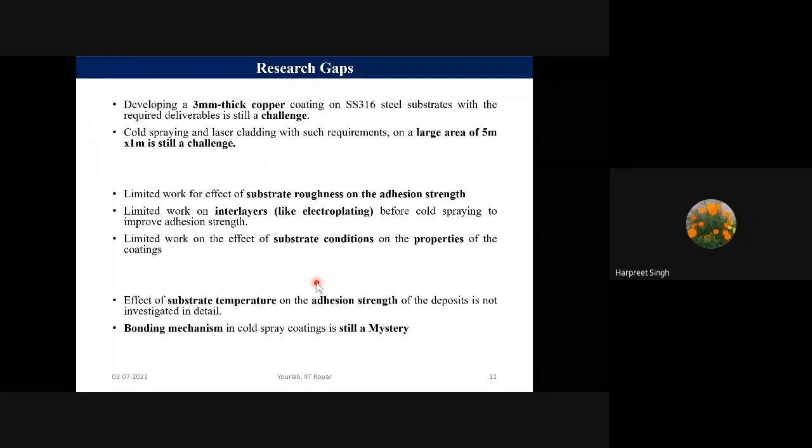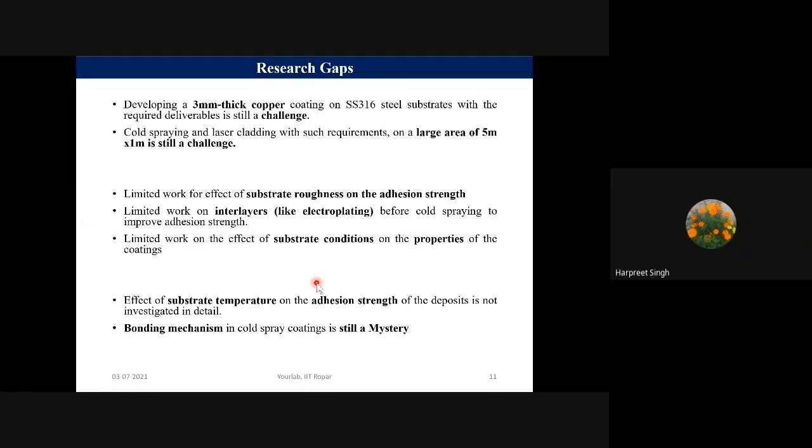Well, this is anyway. I think I have talked about this, but let me tell you, just to make it more systematic to understand, that we were developing 3 mm thick copper coatings. Okay, which is a challenge, let me tell you. Especially when we say it's like a 5 meter by 1 meter long plate, right? So that is something this much. Another thing is that there's limited work on the effect of substrate roughness on the adhesion strength. As I said, there is a need to do more studies.